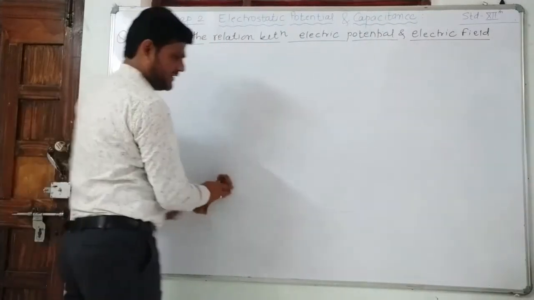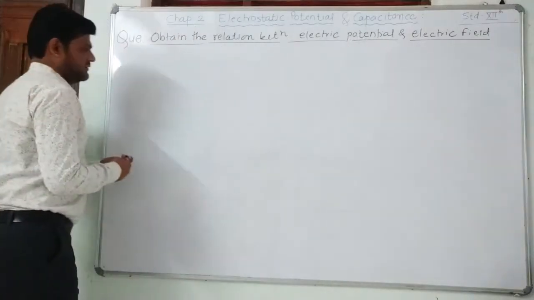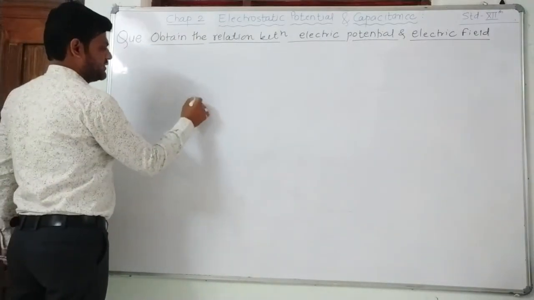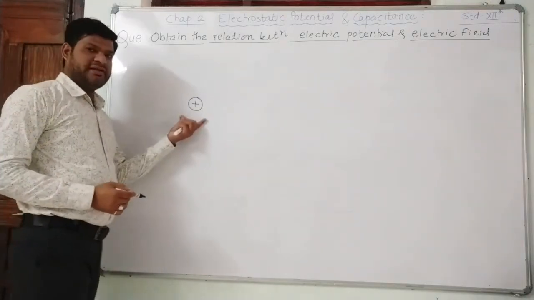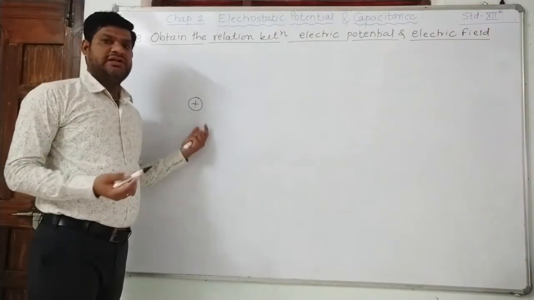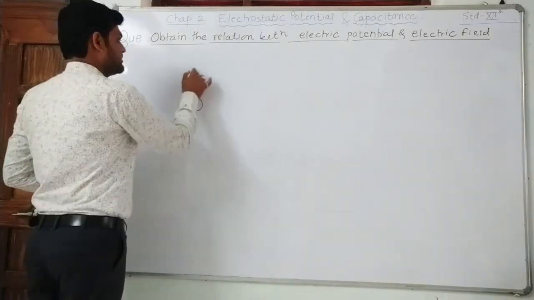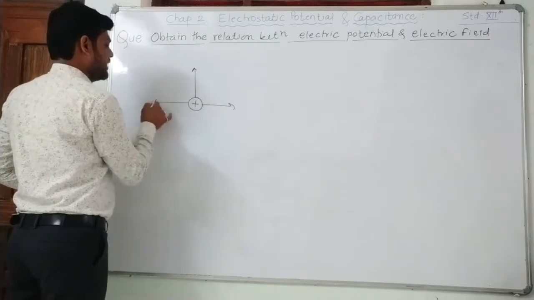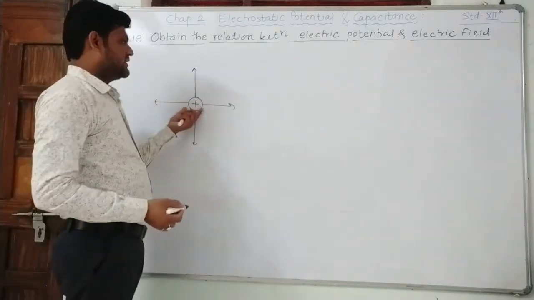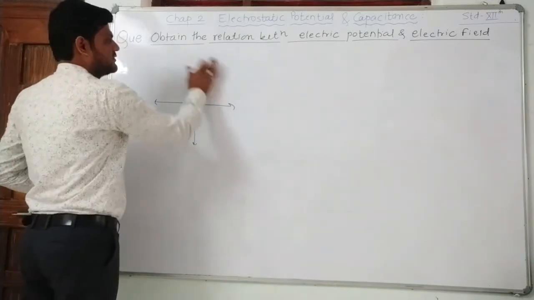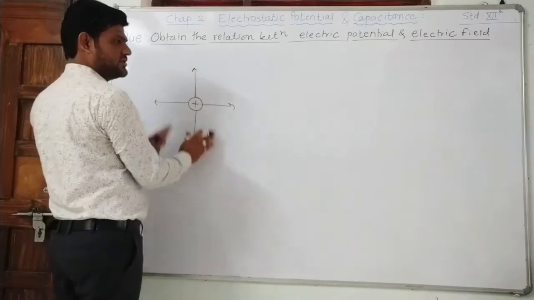See here, students, suppose we have a plus Q charge. Around the plus Q charge, there is a presence of electrostatic force, electric force, in all directions, radially outward. That we know. Due to the charge, there is a presence of electric force, electric field, and potential around this charge.